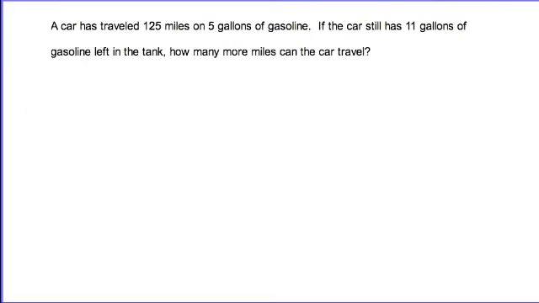In the second word problem, we were told that a car has traveled 125 miles on 5 gallons of gasoline. If the car still has 11 gallons of gasoline left in the tank, how many more miles can the car travel? Using the same method, the first thing we're going to do is look to see what our known ratio is, or what quantities are being compared. Here we're told 125 miles on 5 gallons of gasoline. So we have the concept of miles and the concept of gallons. I'm going to write that down as my word ratio: miles to gallons.